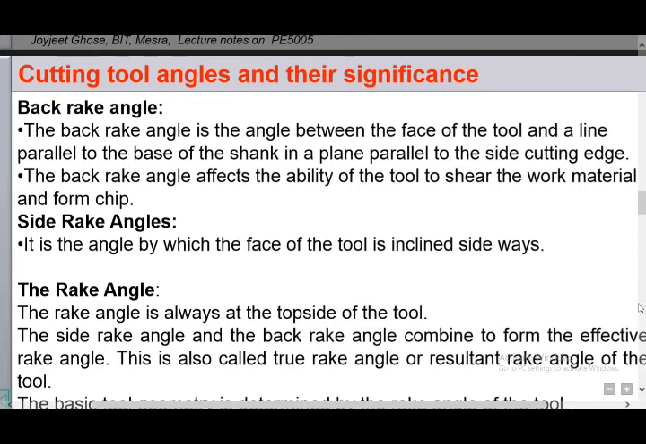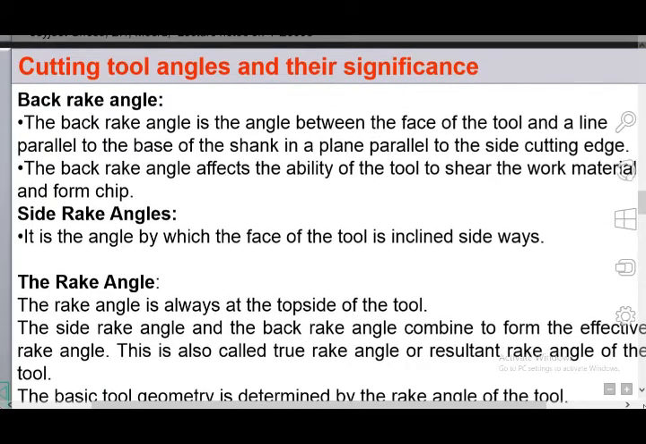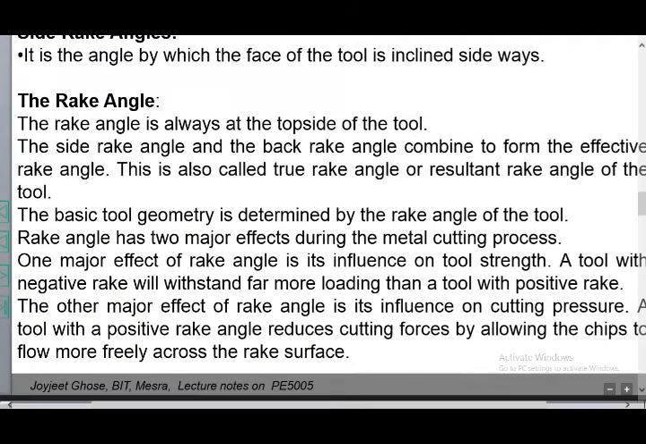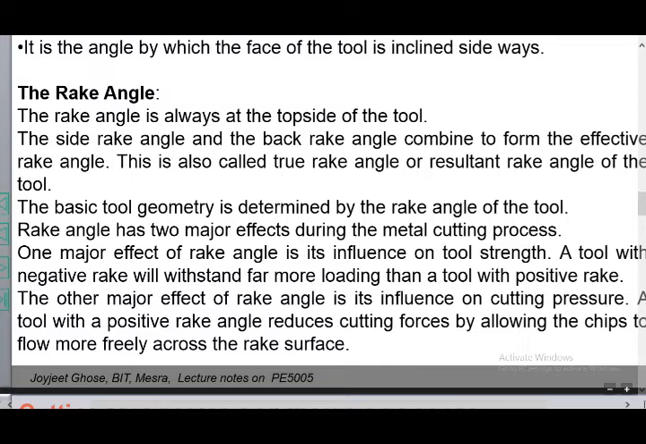Next, rack angles. The basic tool geometry is determined by the rack angle of the tool. Rack angle has two major effects during the metal cutting process. One major effect of rack angle is its influence on tool strength. A tool with negative rack will withstand more loading than a tool with positive rack.